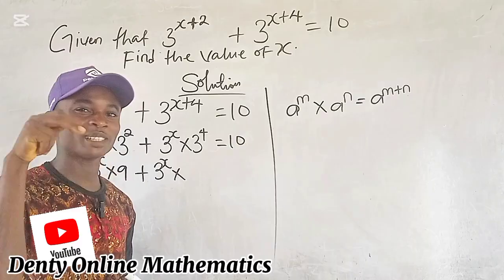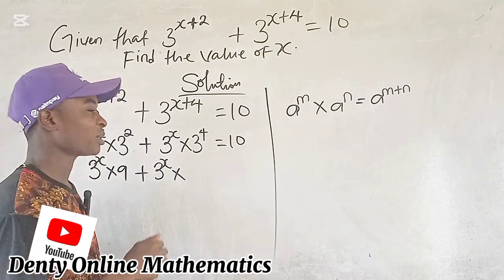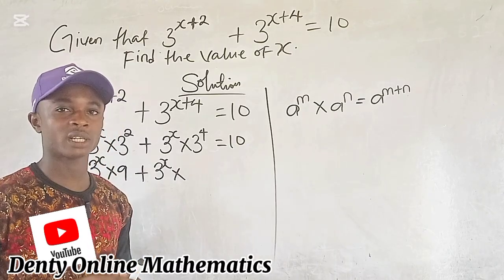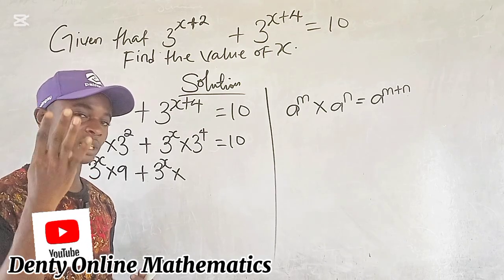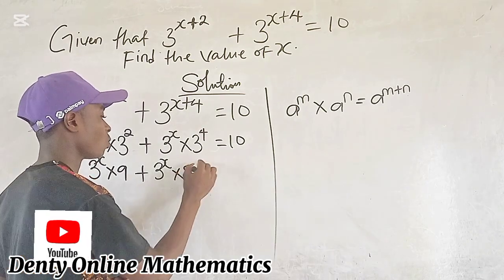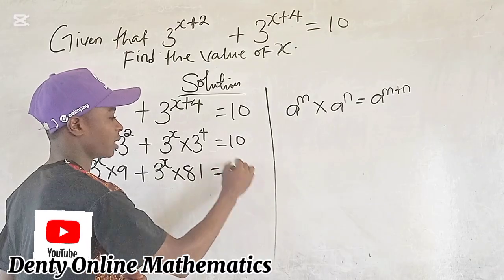That will be what? I got the answer in the comment section. So 3 raised to the power of 4 is 81, because 3 times 3 is 9, 9 times 3 is 27, 27 times 3 is 81. All of this is equal to 10.